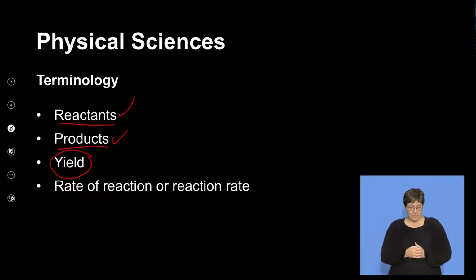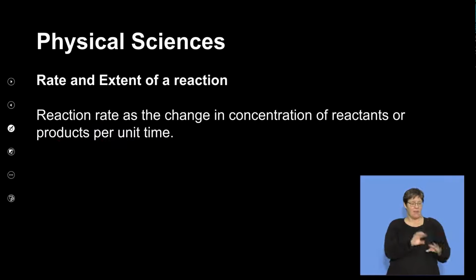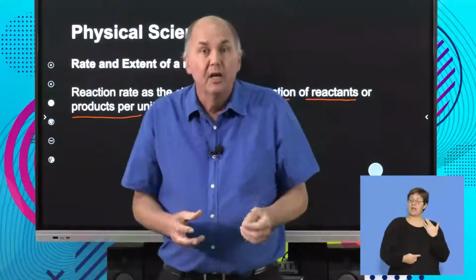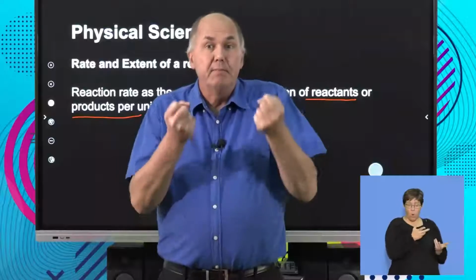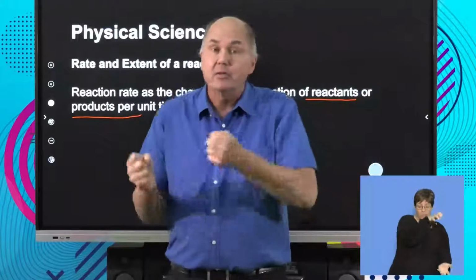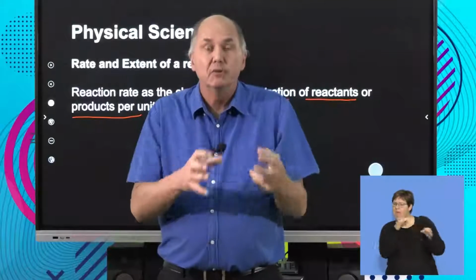So rate of reaction or reaction rate is clearly defined, and we define it as follows. It's the change in concentration of reactants or products per unit time. Now, it doesn't only have to be concentration. It could be the change in mass or the change in volume of either reactant or product. But the most common way to define it is in terms of concentration.